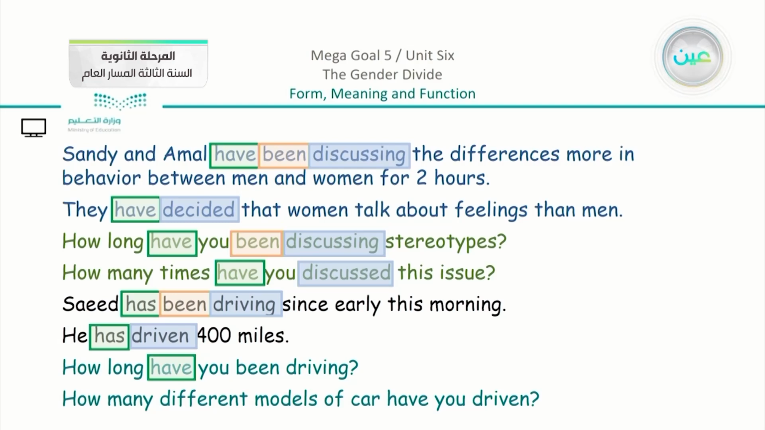How long have you been driving? Also, I am asking about time. And in the last example, how many different models of car have you driven? I'm asking about a result or an action. Now, you can see that I have the word "since" repeated once in the first example and here, and we do have "for 2 hours."